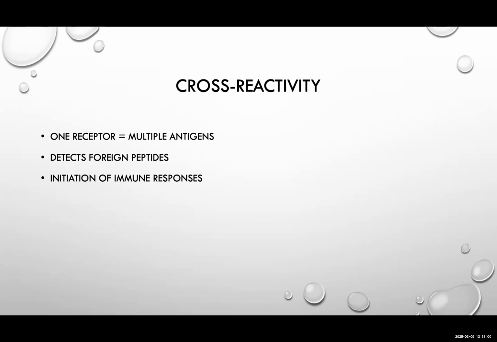So cross-reactivity. Cross-reactivity is when one receptor can see multiple different antigens. This is on T cells from our immune system, and they are able to see so many different foreign peptides to protect us from infection, and this initiates an immune response against those foreign peptides. However, due to molecular mimicry, it can also trigger an immune response against our own cells.